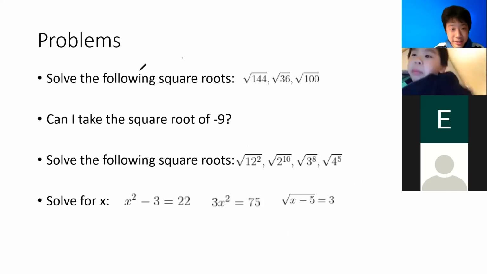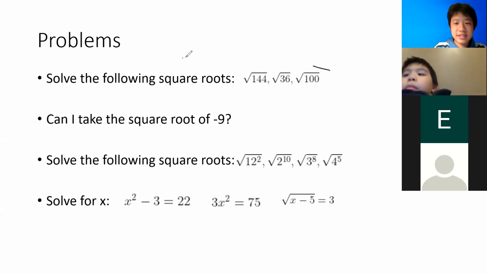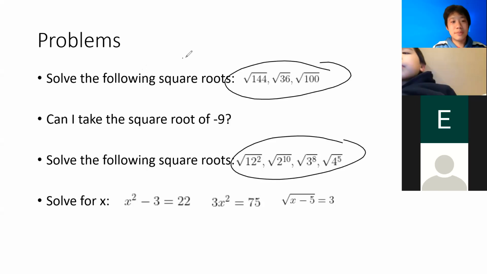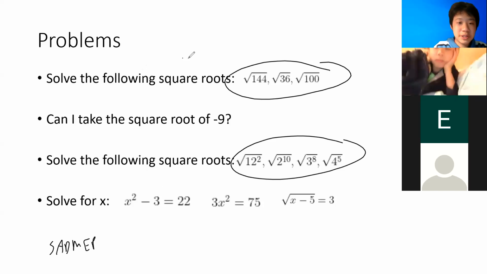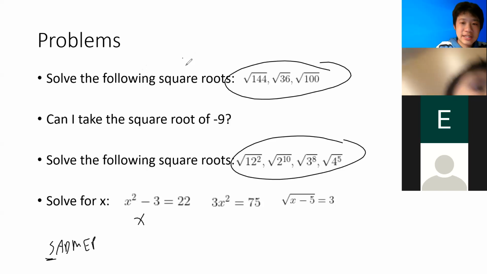Now for the equations. As you can see here, all my answers were positive. So for simplifying expressions, we always give the positive answer. But now we have to solve equations. So now let's use SADMAP here. We have an exponent and subtraction. Which one do we get rid of first? S, because S is in the beginning. So let's add 3 to both sides.